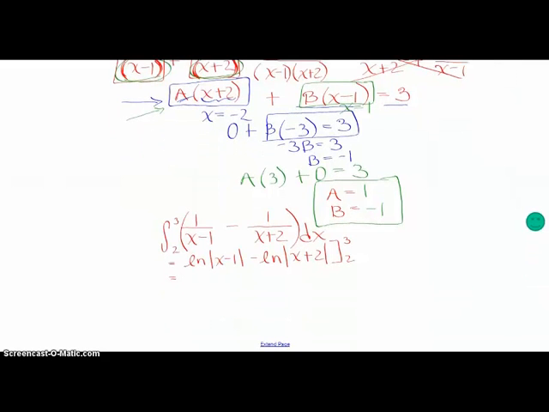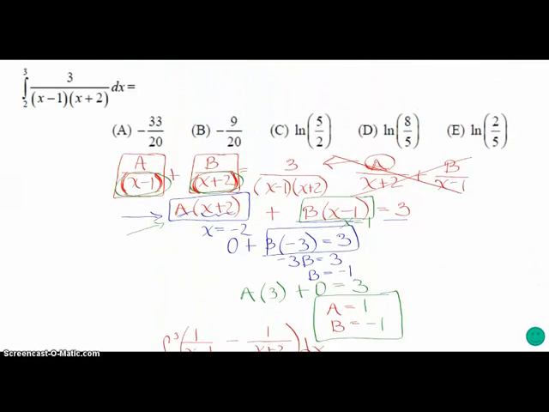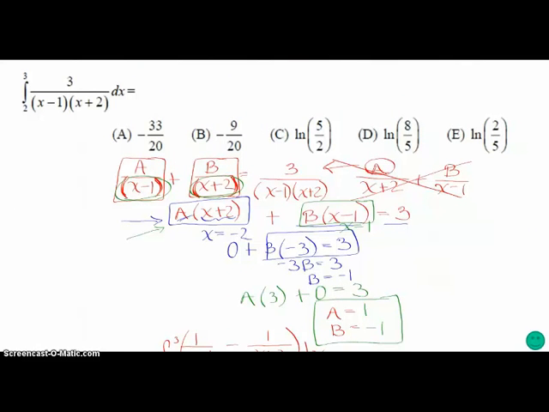So what we have here is the natural log of 3 minus 1 minus the natural log of 3 plus 2, there's my upper limit, minus the natural log of 2 minus 1 minus the natural log of 2 plus 2. So again, if this was a free response question, that's a real number value and I could just walk away from it. But on multiple choice, I'm going to have to clean it up.